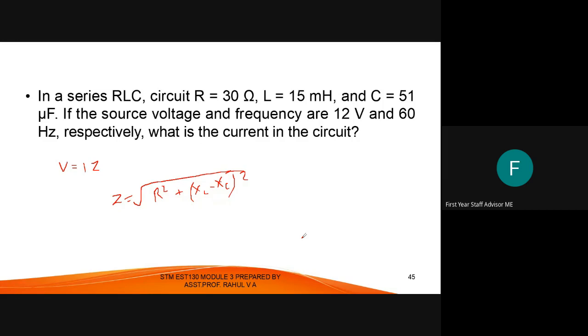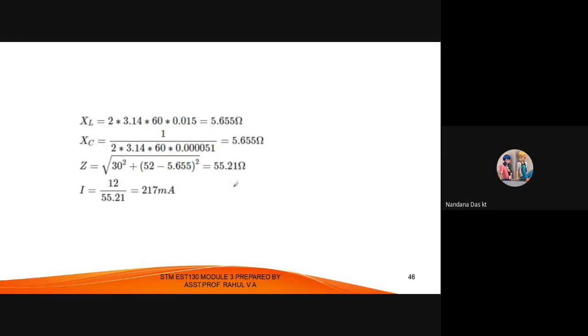What is impedance value? Sir, 55.21. 55.21. The correct answer. 55.21. So this is the method.